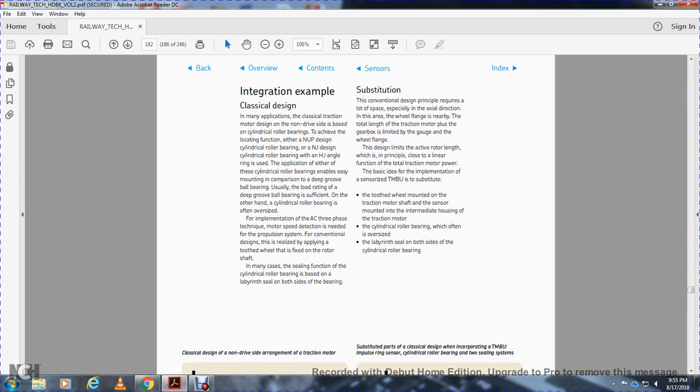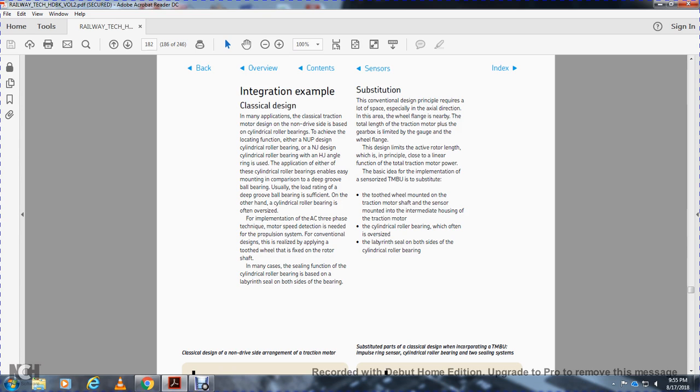Integration example of classic design in many applications: the classic traction motor design on the non-drive side uses a non-locating cylindrical roller bearing to achieve the location function, with the NUP design, or the cylindrical roller bearing NJ design with an HJ angle ring. Either of these cylindrical roller bearings enables this, in comparison with the deep groove ball bearing, which is usually loaded with a rating that a deep groove ball bearing would find insufficient.